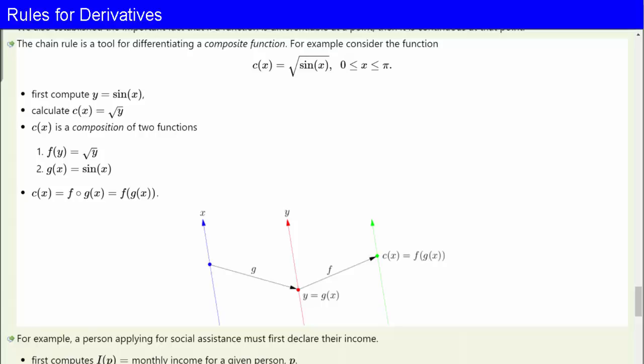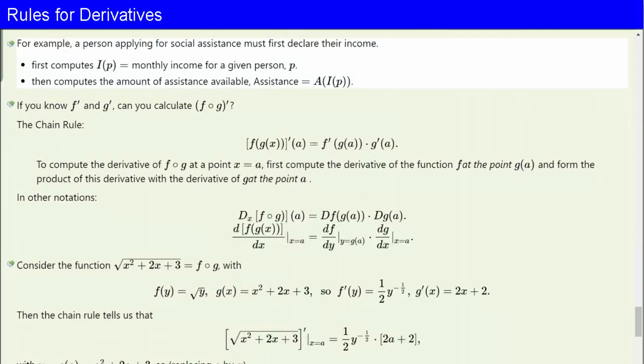You can also sketch the process of computing c of x as a sequence of mappings. Composite functions are very common in the real world. Here's a very simple example. A person applying for social assistance must first declare their income. So the social worker first computes I of P, the monthly income, for a given person P. On the basis of the value of I of P, the social worker then computes the amount of assistance available. In other words, the assistance function is A of I of P.